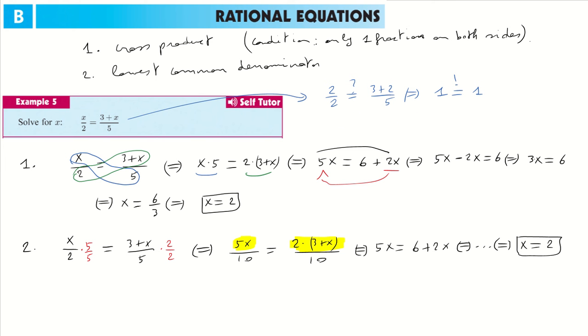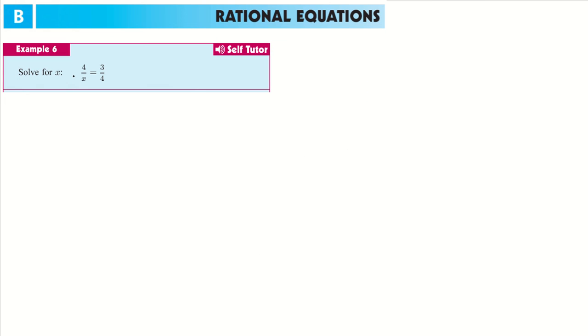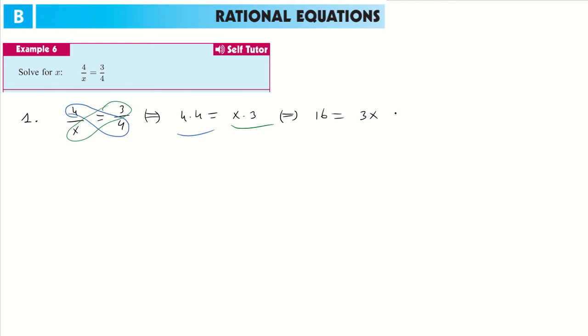Okay. Another example. We have to solve this for x as well. Let's do it with both methods again. 4 over x is equal to 3 over 4. Let's apply the cross product method. So 4 times 4 should be equal to x times 3. So 4 times 4 is a 16, and x times 3 is a 3x.